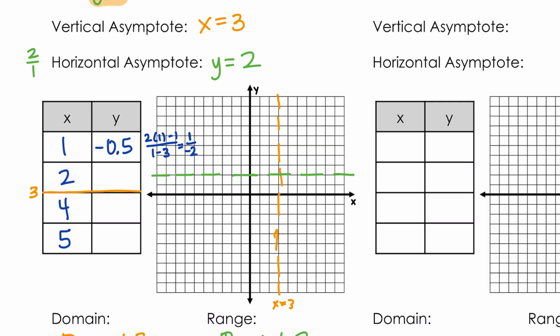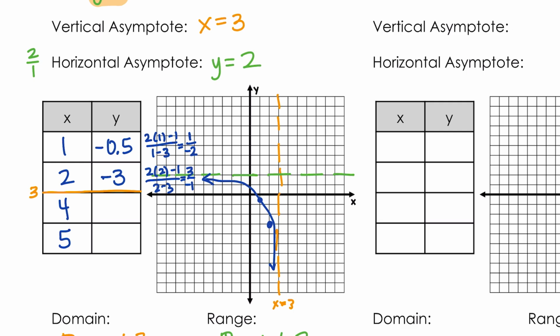If I plug in 2 to my function, I get 2 times 2 minus 1, which is 3, over 2 minus 3, which is negative 1. So 3 over negative 1 is negative 3. And I'm going to go ahead and plot that. So positive 1 comma negative 0.5 is right there. And positive 2 comma negative 3 is there. So we see our first branch here going through those points and close to those asymptotes.